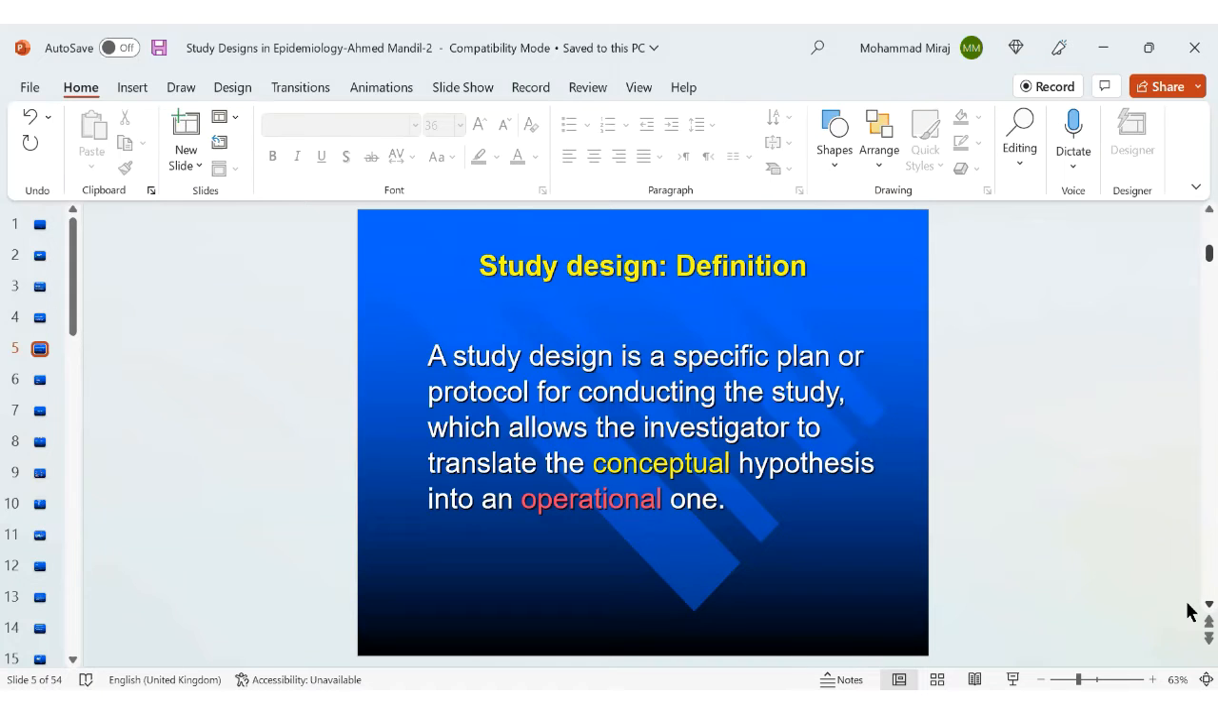It is basically how we are going to conduct the study, which allows the investigator to translate the conceptual hypothesis into an operational one. So whatever you are thinking, how do we transform it into reality by working out the things and how the speciality of another person is going to help. So it is a specific plan or protocol for conducting the study which allows the investigator to translate the conceptual hypothesis into an operational one. Is it clear?